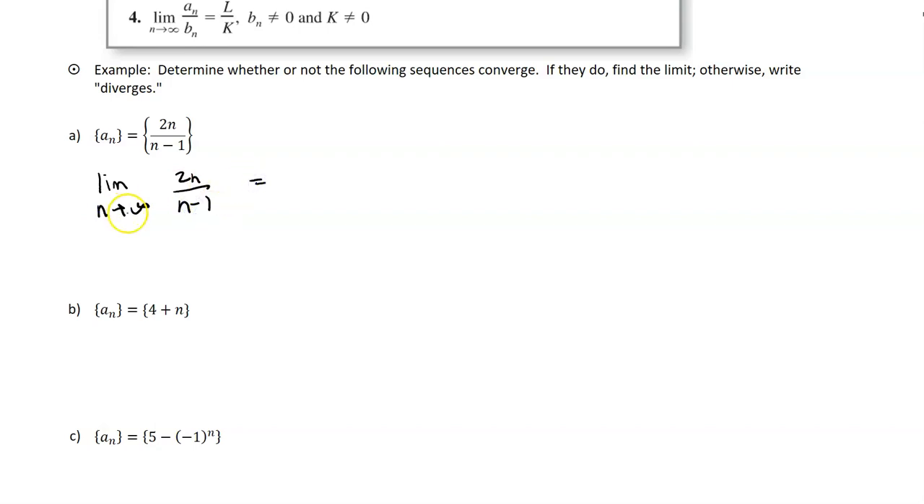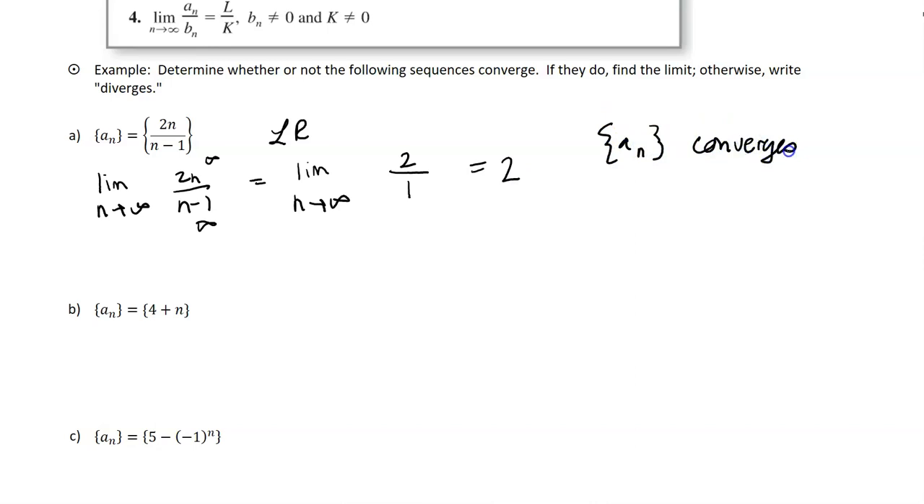And of course, if you were to plug an infinitely large number into the numerator and the denominator, you would get infinity over infinity. So that gives us the indeterminate form infinity over infinity. And to deal with that, we need to use L'Hopital's rule, which says that we can take the derivative of the numerator and the denominator. So we'll have the limit as n approaches infinity of 2 divided by 1, which is just the number 2. So we can say that the sequence a sub n converges to 2.